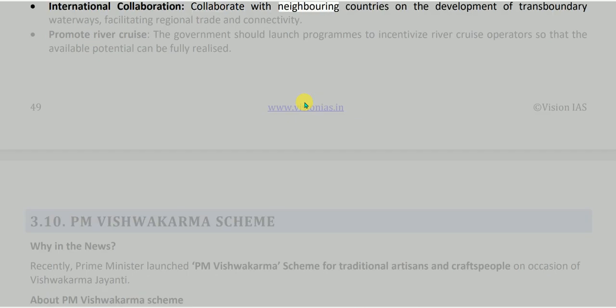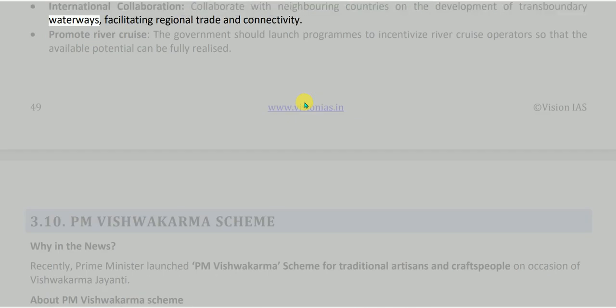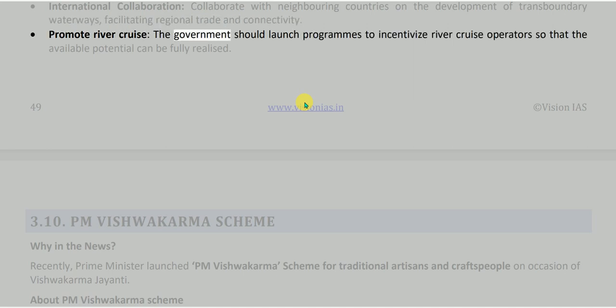International collaboration: collaborate with neighboring countries on the development of transboundary waterways, facilitating regional trade and connectivity. Promote river cruise: the government should launch programs to incentivize river cruise operators so that the available potential can be fully realized.